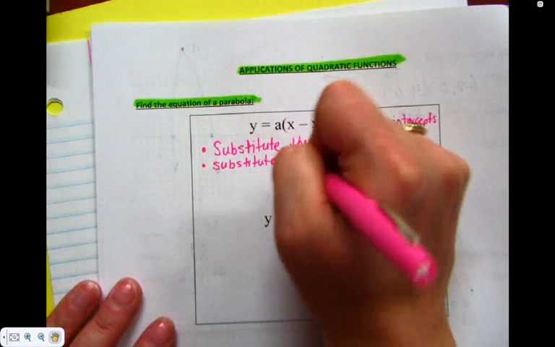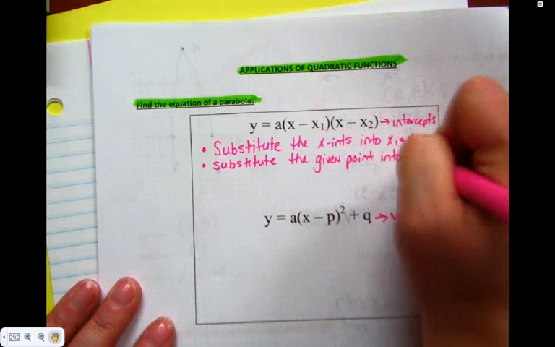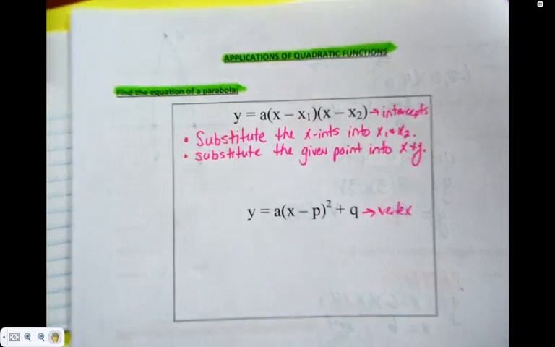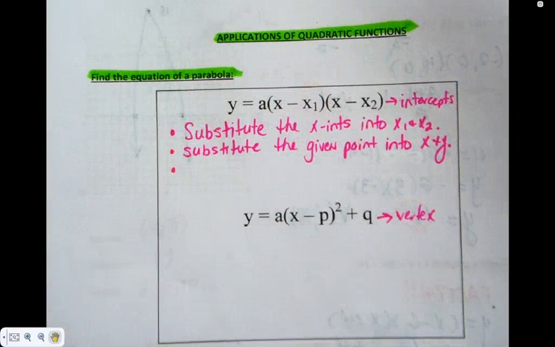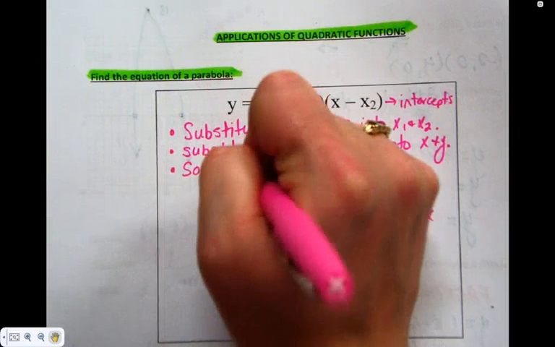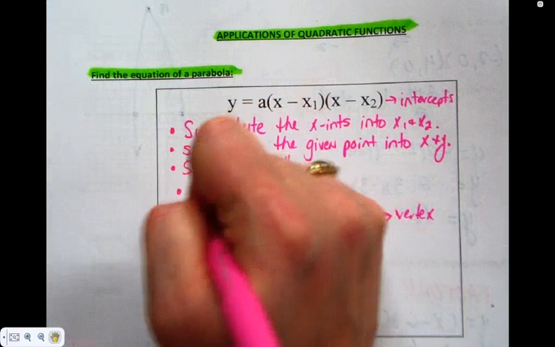Stop. Substitute the given point into x and y. Step 1: substitute the x-intercepts into x1 and x2. Step 2: substitute the given point into x and y. Step 3, solve for a. And the last step, state the equation.